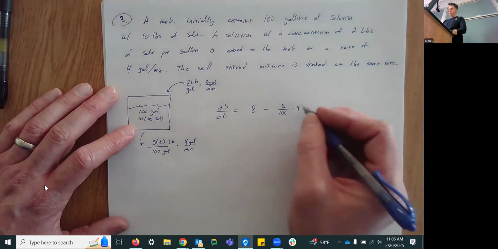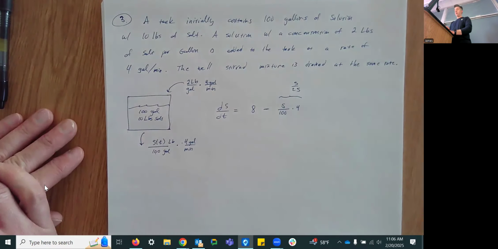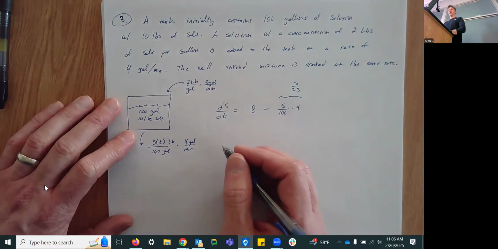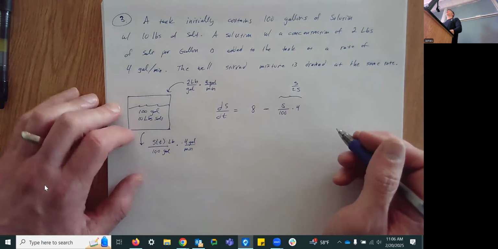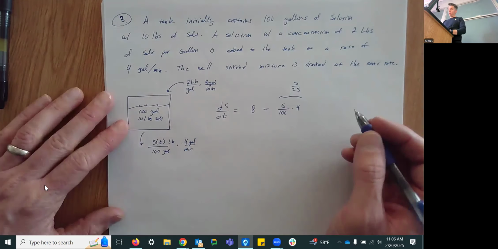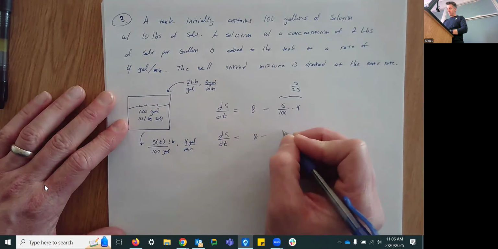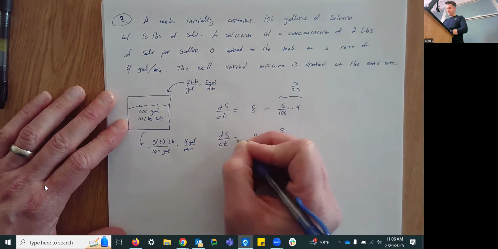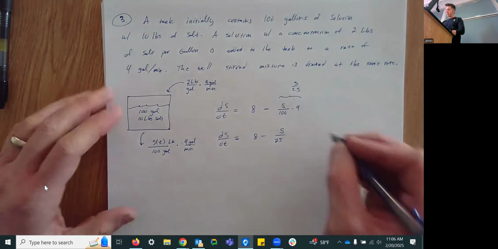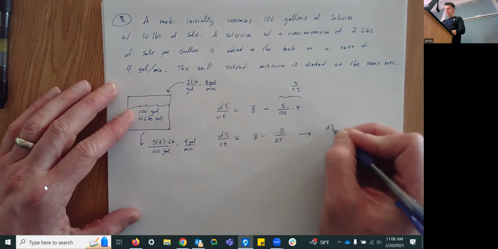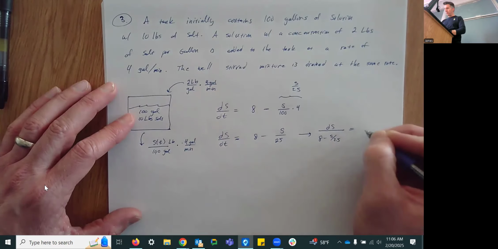So first of all, I would probably rewrite this part here as S over 25, because 4 over 100 is 1 over 25. And you have a choice, and I don't want to make the wrong choice, the one that's going to make my life harder. Here's one way you could do this, which we're not going to do. We could write this as 8 minus S over 25, and then just divide the whole left side by 8 minus S over 25. That's not going to be super convenient for us. We don't want to do ds divided by 8 minus S over 25 equal to 1 times dt.